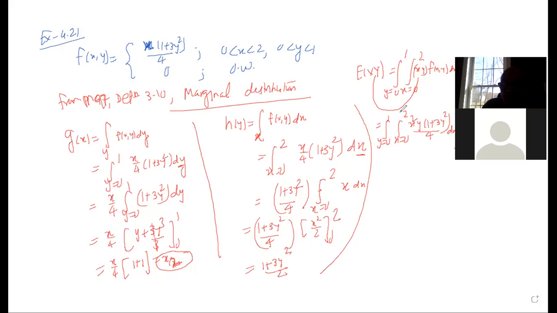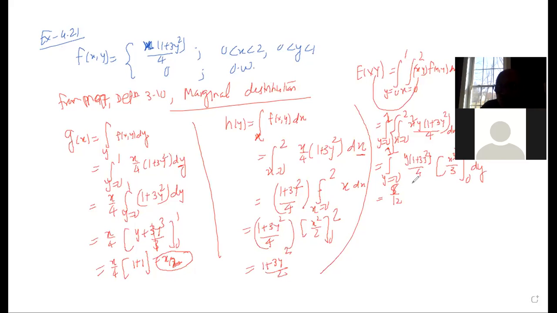So I can take this integration first and the other one second. So y is equal to 0 to 1, and with respect to x, all y I can pull out. So y and 1 plus 3y square divided by 4, and here it is x square, so x cubed by 3 from 0 to 2, dy. So that is equal to 4 times 3 is 12. Let me pull it out, 1 by 12, and here we are going to get 2 cube, which is 8, if I'm not wrong.